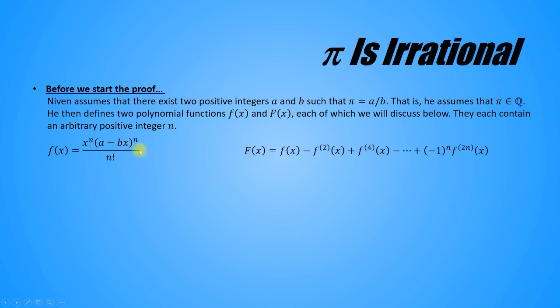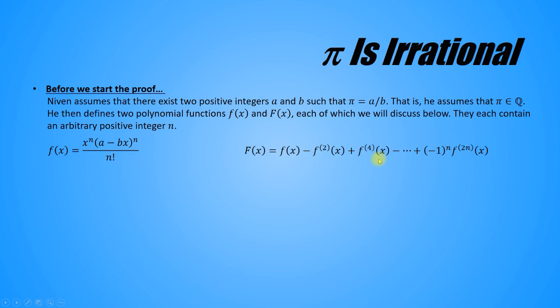The second function, capital F of x, is also a polynomial function. It's defined in terms of the derivatives of little f. These superscripted numbers are orders of derivatives. So this is the second derivative, this is the fourth derivative, this is the 2nth derivative.